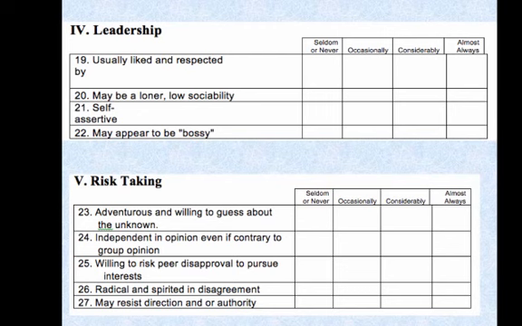Does he have leadership ability? Is he usually liked and respected by his peers and others? Is he a loner? Does he have low sociability? Is he self-assertive? Does he appear to be bossy?